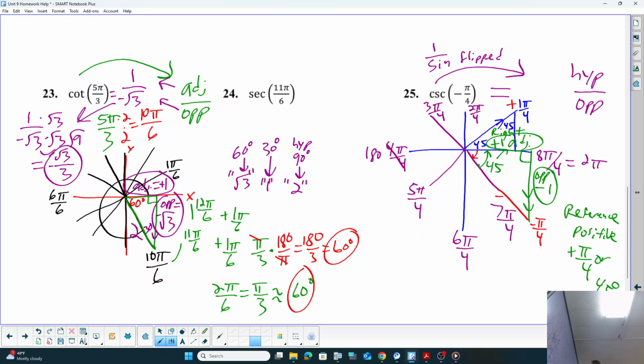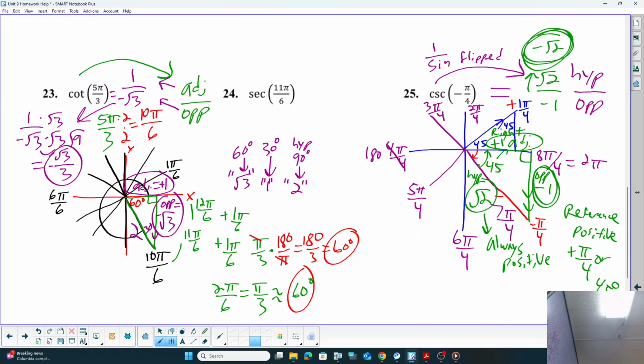Now we see the hypotenuse, and the hypotenuse is radical 2. And again, that's always positive. And so they want hypotenuse. So our hypotenuse is this guy right here. That's going to be radical 2 all over the opposite side, which is negative 1. So the answer is negative radical 2. There we go. Good job.